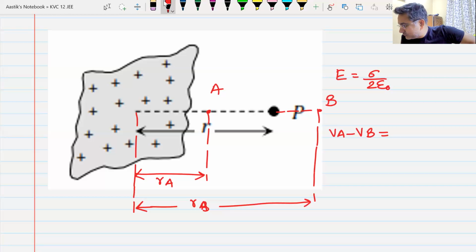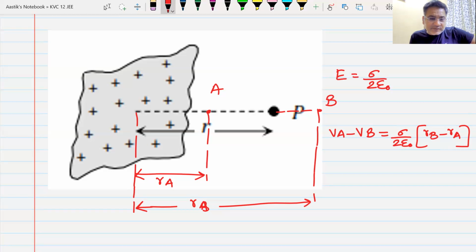Sigma by 2 epsilon naught into natural log of RB by RA. No, why should natural log come here? My dear friend, natural log does not come here. RB minus RA comes here. Anyways, it was not expected of you to know. So, moving ahead in life. Do we understand this? Yes or no? Yes, sir.